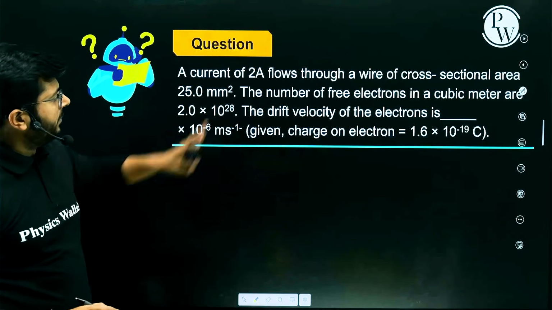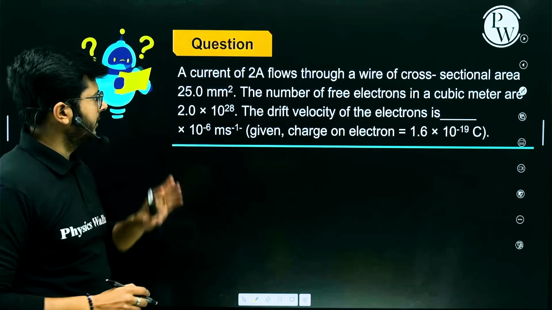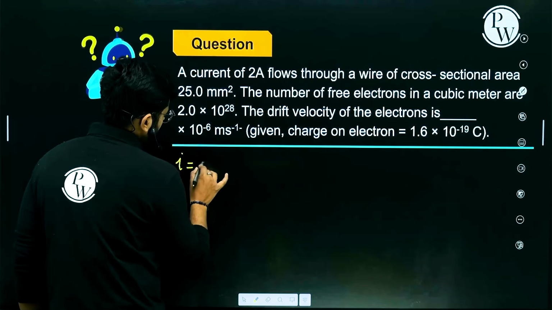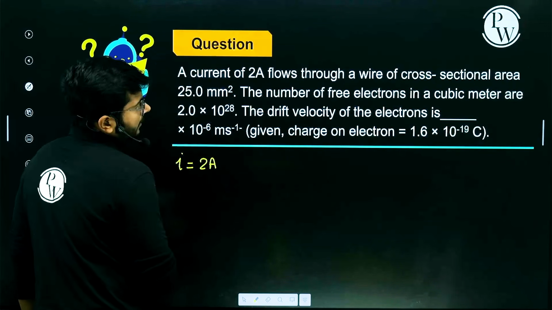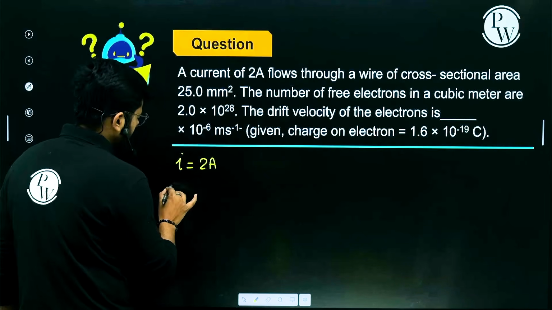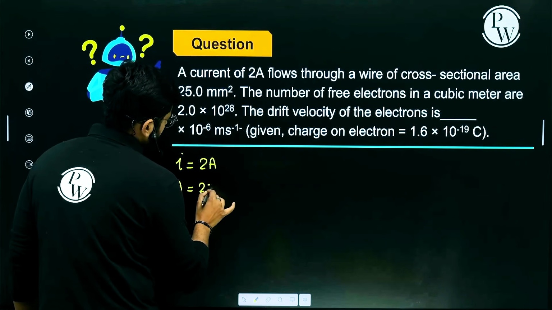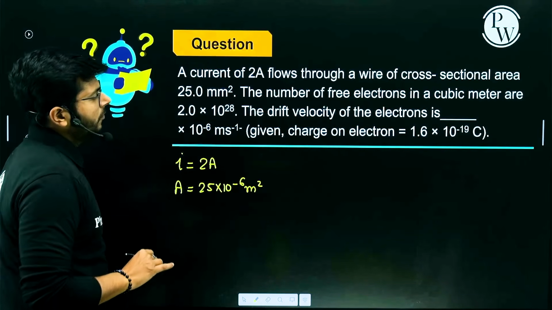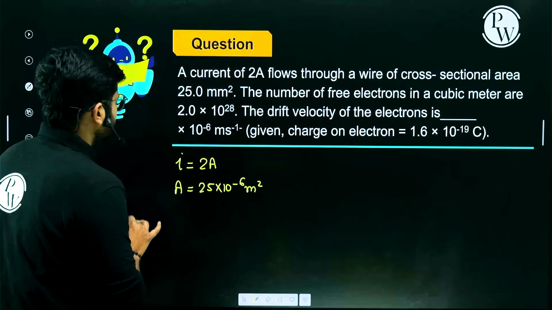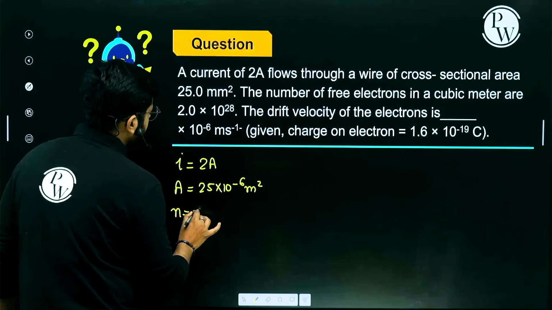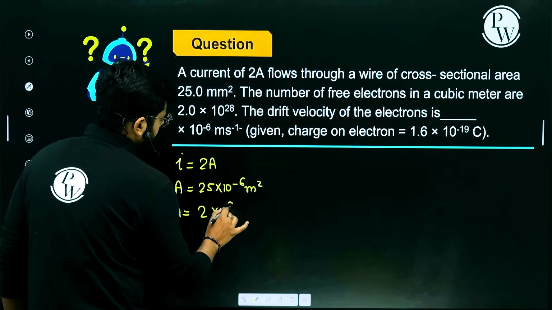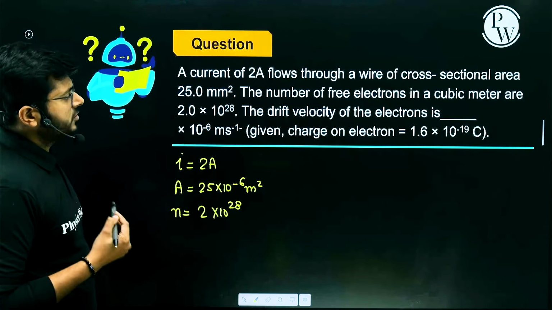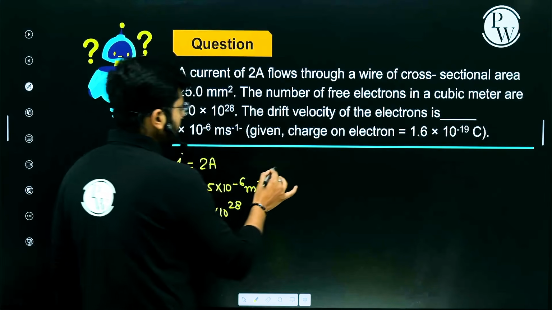A current of 2 ampere is flowing through a wire of cross-sectional area 25 mm square. So the wire has a cross-sectional area of 25 mm square, which we convert to meters square. The number of free electrons in a cubic meter is given, so the charge density is 2 × 10^28 charges per meter cube.